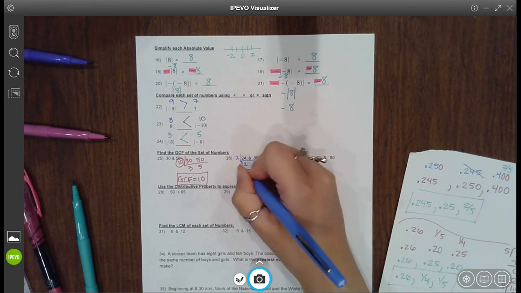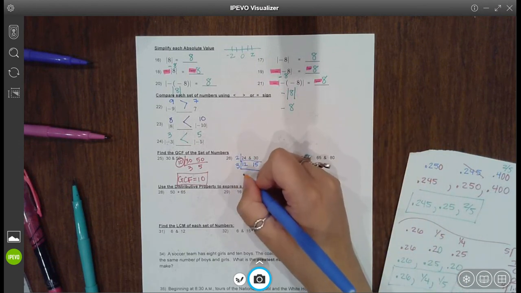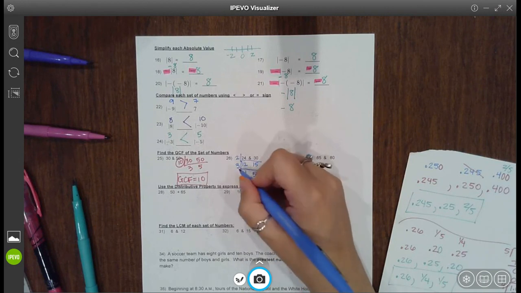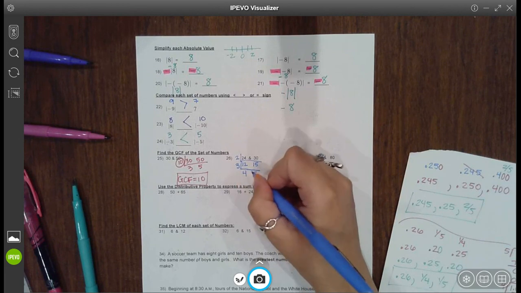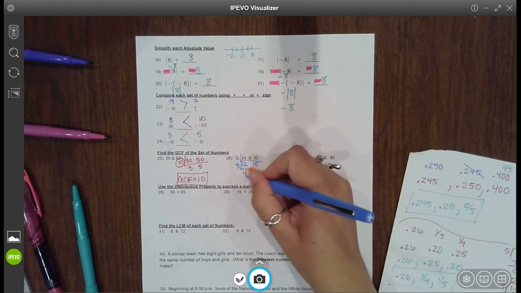Okay, now can I find anything else that goes into both 12 and 15? Let's add another step to our ladder because 3 can go into both of those. 3 times what is 12? 4. 3 times what is 15? 5. Double check. 3 times 4 is 12. Yep. 3 times 5 is 15. Yep.